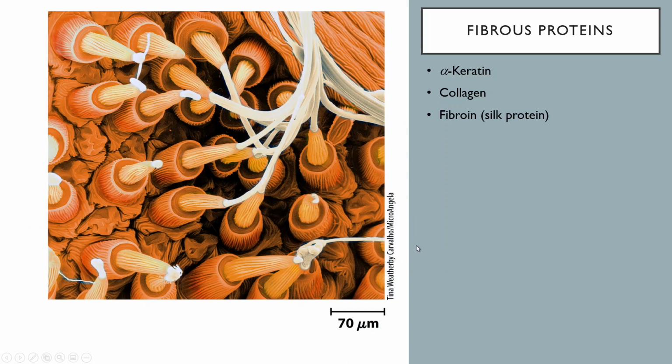And then another important example of a fibrous protein is called fibroin, and this is also called silk protein. So some animals, like spiders, for example, will produce this protein and use it as webbing. They have these silk glands that basically extrude this protein as these long fibers. The fibers kind of tangle up with each other, and then it forms stronger webbing.